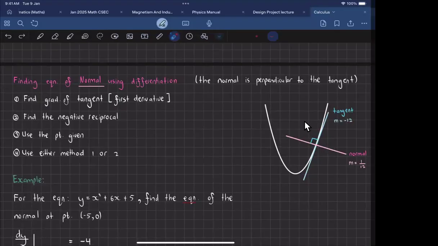So Aliyah, walk me through the steps. If I want to find the gradient of the normal, how would I do that? What do you think we would do? How would you find the gradient of the normal? According to the steps, we have to find the gradient of the tangent first. Then you find the negative reciprocal, and that will be the gradient of the normal. Right. Cool.